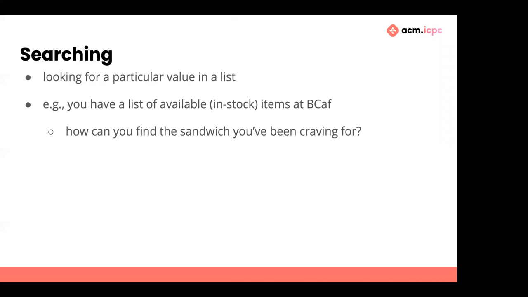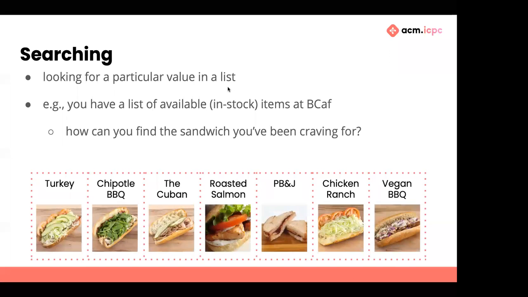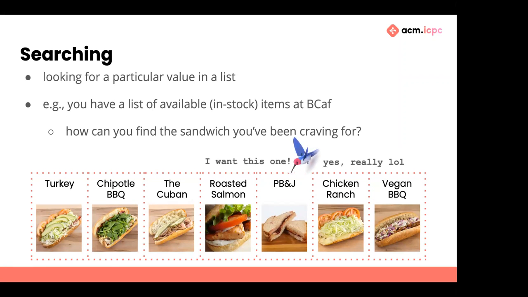BCAF, for freshmen who have never been to UCLA so far, I'm sorry, is basically one of the restaurants on the hill. And you have some really delicious sandwiches there. So, given a list of sandwiches, how can I find the one that I really want? Suppose I have this list of sandwiches: turkey, chipotle barbecue, PB&J, chicken ranch, and vegan barbecue. How can I find that PB&J sandwich that I'm really craving?